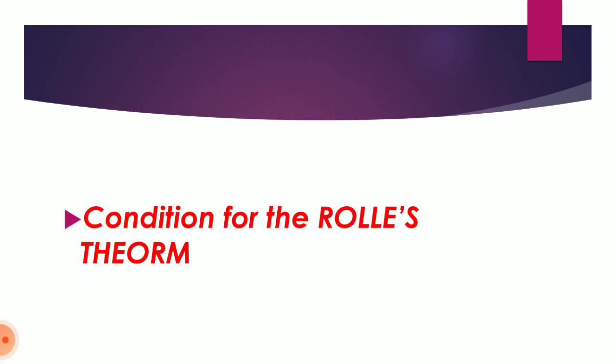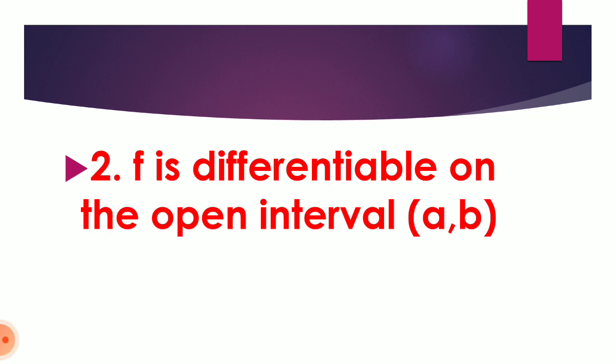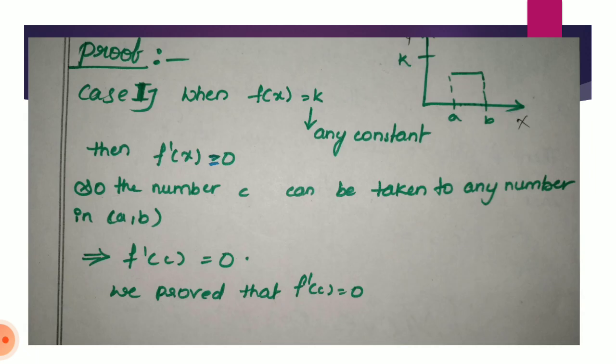Let us see the conditions. The first condition is f is continuous on the closed interval [a, b]. Let's go to the second condition. F is differentiable on the open interval (a, b). And the third condition is that f(a) equals f(b). Then there is a number c in (a, b) such that f'(c) equals 0.